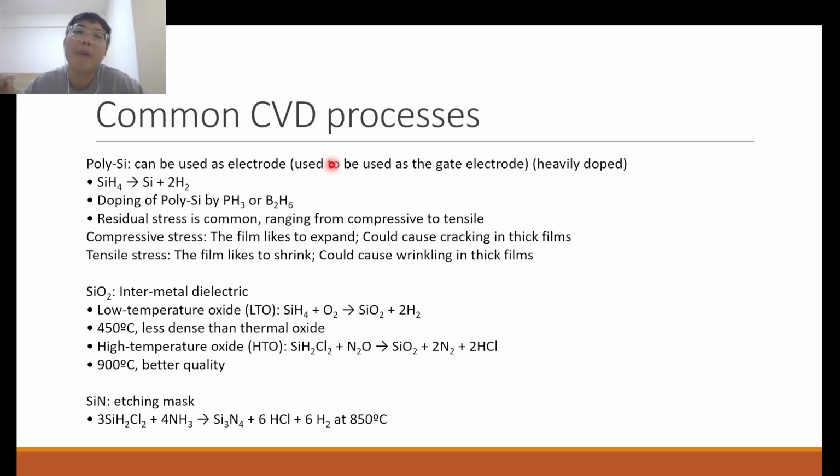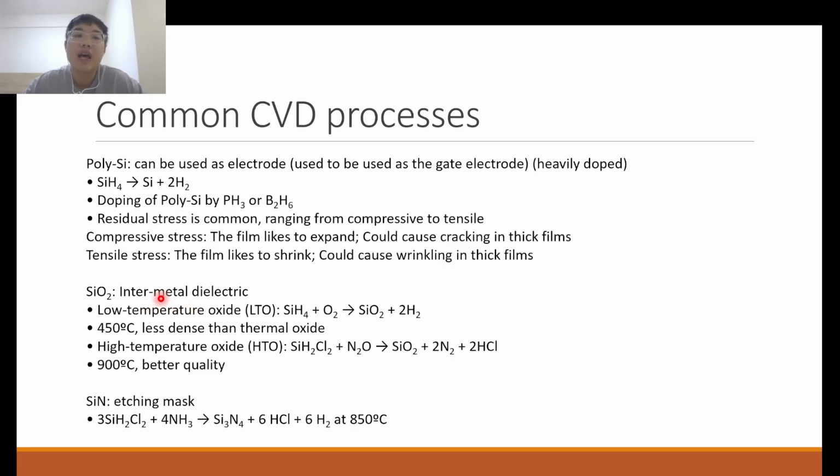So one kind of feature that we always take note of in CVD processes is the resultant stress of the film. So depending on the deposition conditions, we can get either compressive stress or tensile stress. Compressive stress is the case where the deposited film likes to expand, so it compresses the silicon below, and that could cause cracking. And tensile stress is when the film being deposited likes to shrink, and so it causes tensile stress in the silicon below, and this could cause wrinkling. So basically, if your stress is too high, it's not good for uniform deposition.